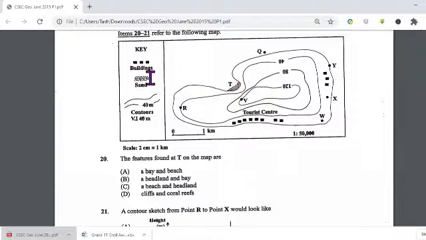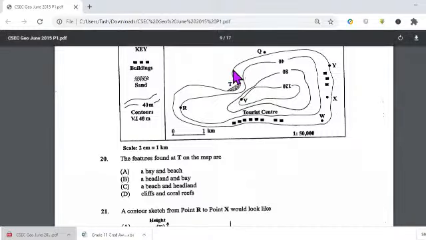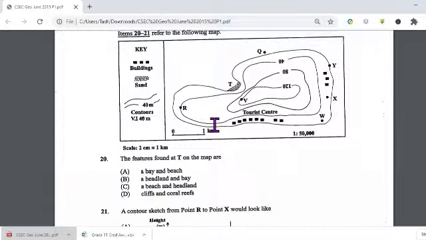We're seeing the sand here, and we use the symbol here to look at the key. We see exactly what it means. The fact that there is sand here suggests that it is a beach, and we are seeing that our beach is basically nestled in between two extensions of rock here, so that would have given us what is called a bay. So we have a bay and a beach, and for number 20, that is letter A.